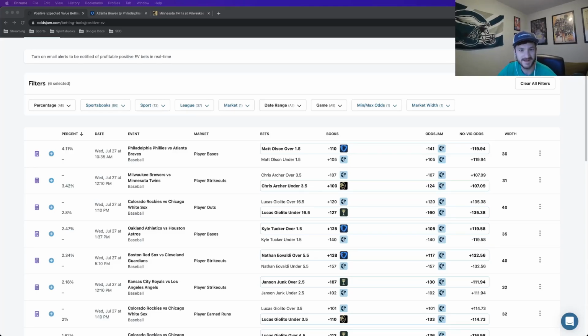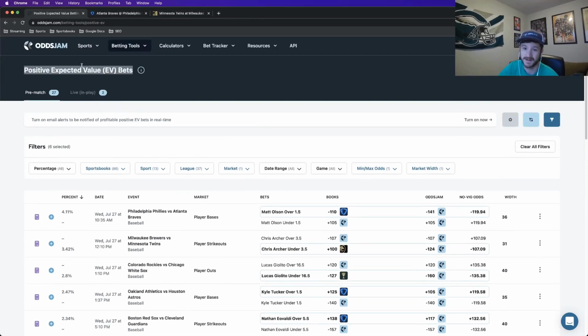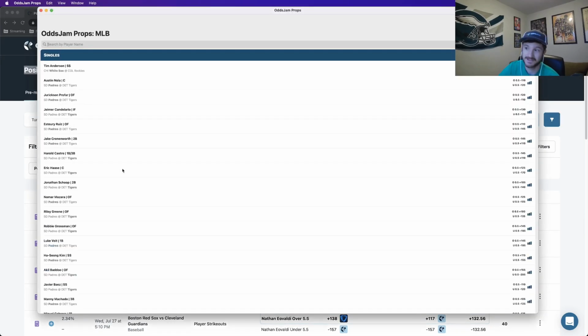Very excited to talk about some MLB player props today. I have a couple best bets for you guys that I have a lot of confidence in. All bets were found using the OddsJam positive expected value page. All bets were confirmed using the OddsJam props app.